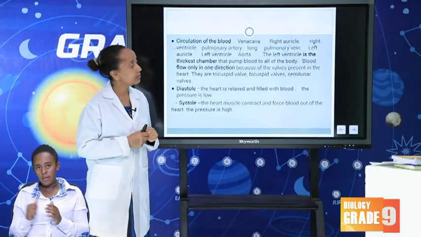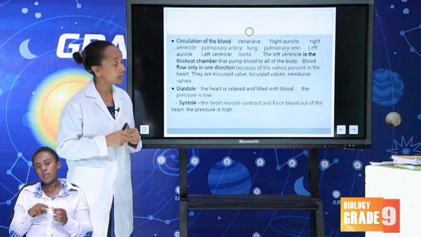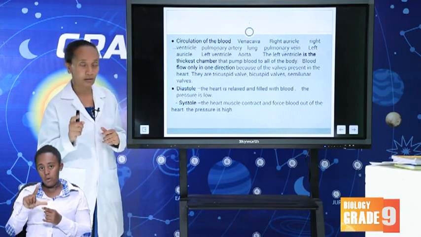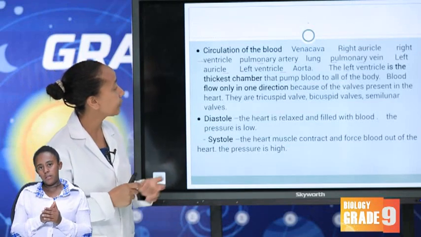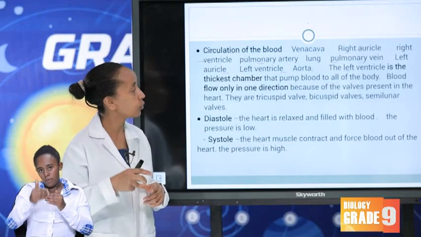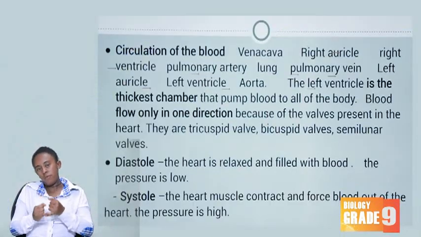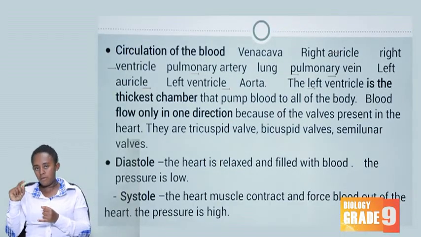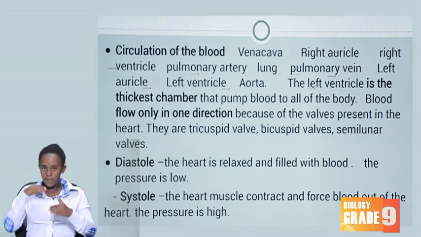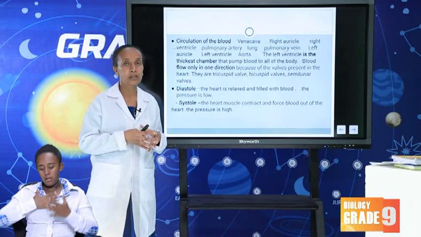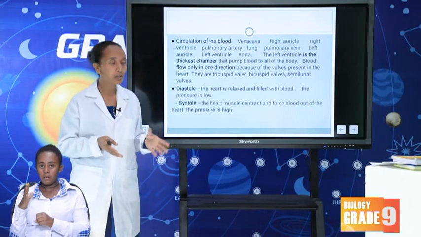And the pulmonary vein transports the blood, the oxygenated blood, into the left auricle. The left auricle pumps blood to the left ventricle and finally to the aorta. As you see here, the blood enters the heart twice. That's why we have said that the human circulatory system is a type of double circulation.